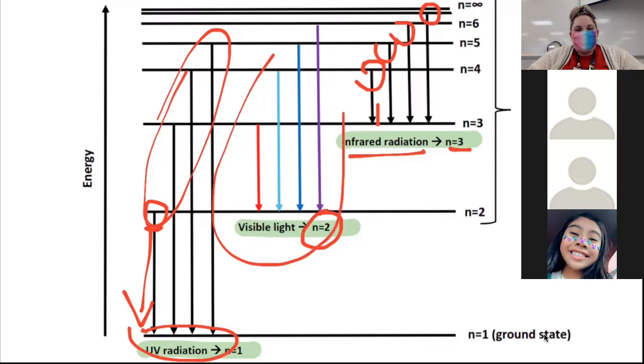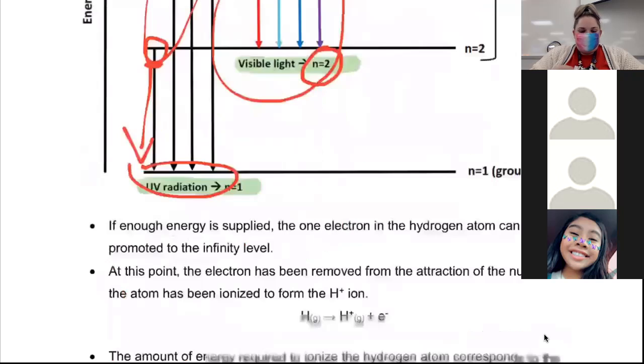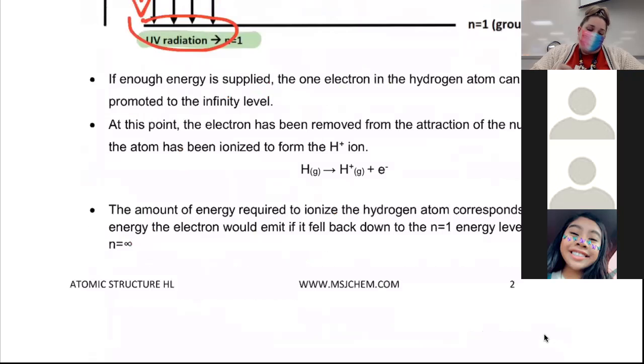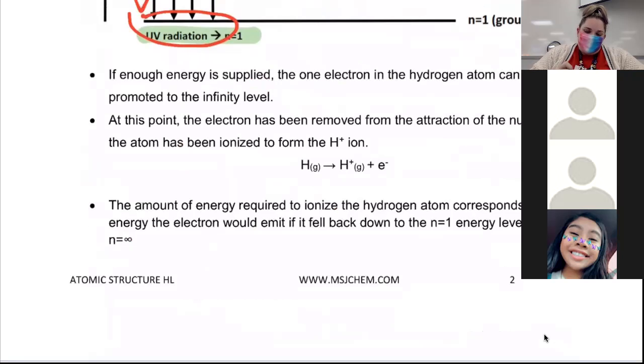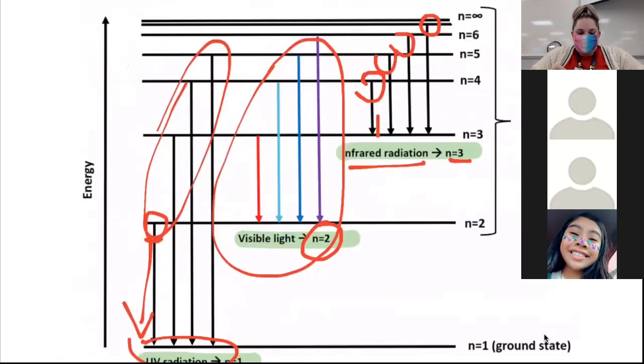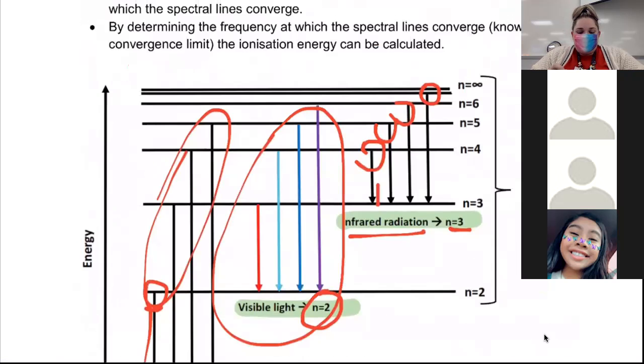For hydrogen, we get a red, a blue, a blue-indigo, and then a violet line that we see on its line spectrum. The HL level starts off by saying that if we supply enough energy, we can take an electron and promote it to the infinity level. In this diagram it's labeled up to n equals 6, and n equals 7 is not labeled, but it's there. After 6, really, you go to infinity.